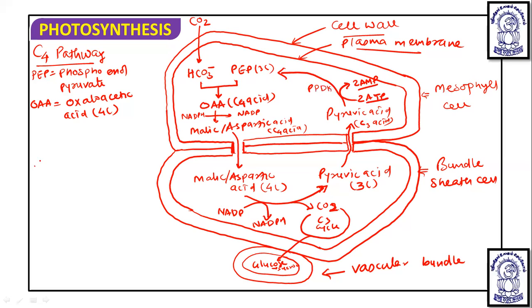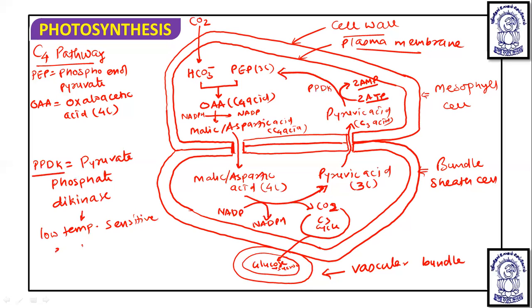Okay, so PPDK stands for pyruvate phosphate dikinase. And this pyruvate phosphate dikinase, which converts pyruvic acid into PEP by the use of 2 ATP, is a low temperature sensitive enzyme. It is a low temperature sensitive enzyme, means at low temperature it will denature or it will not work.